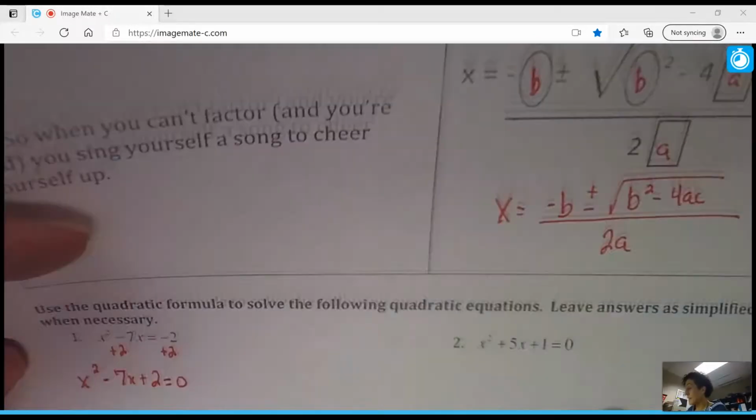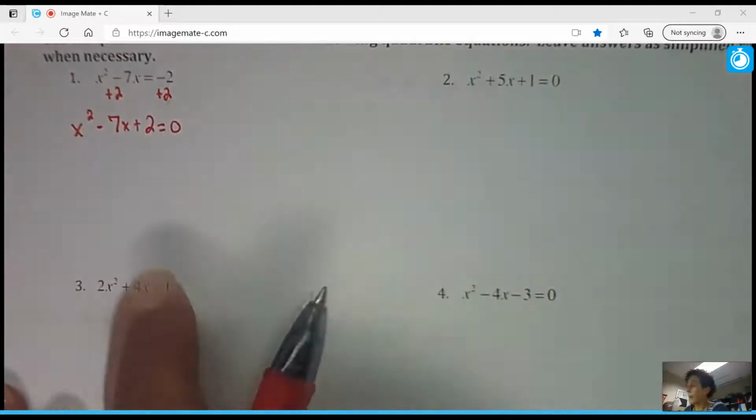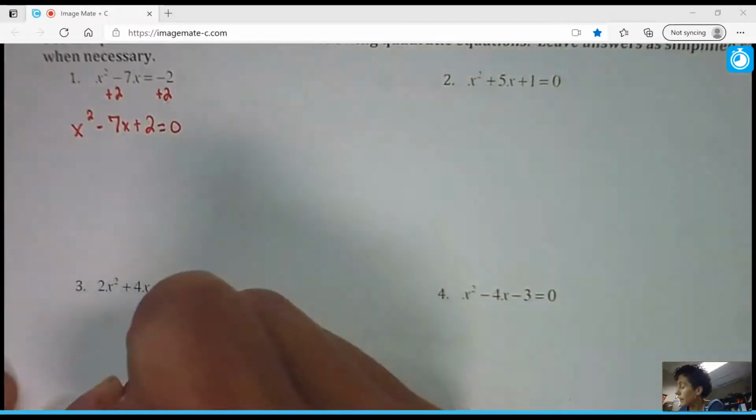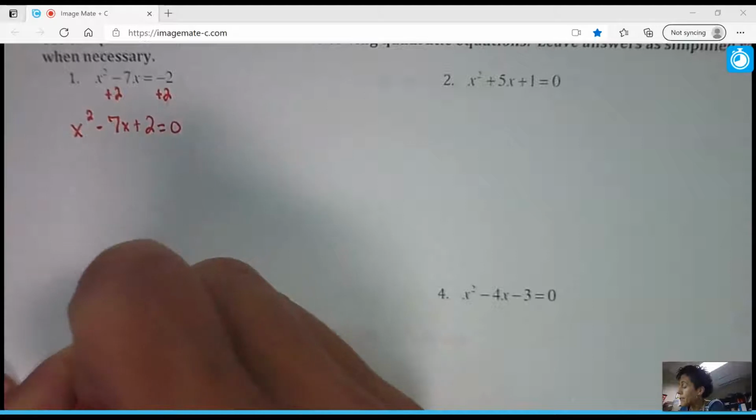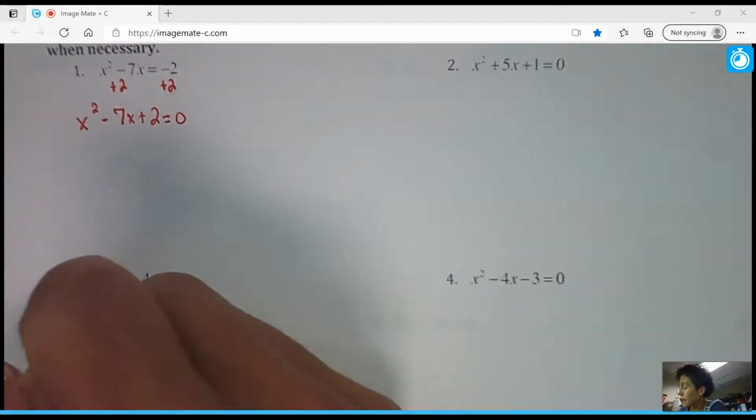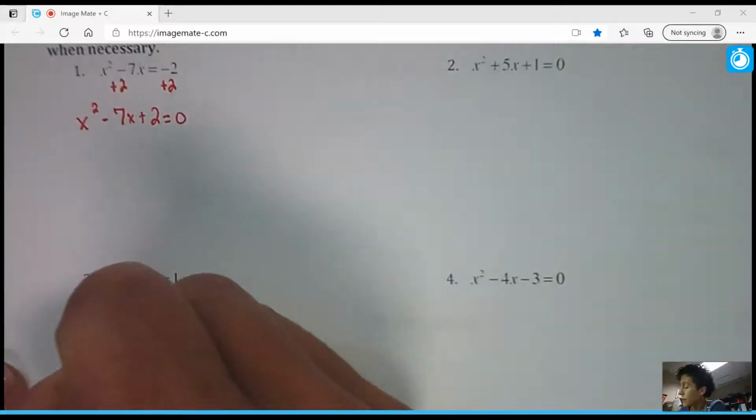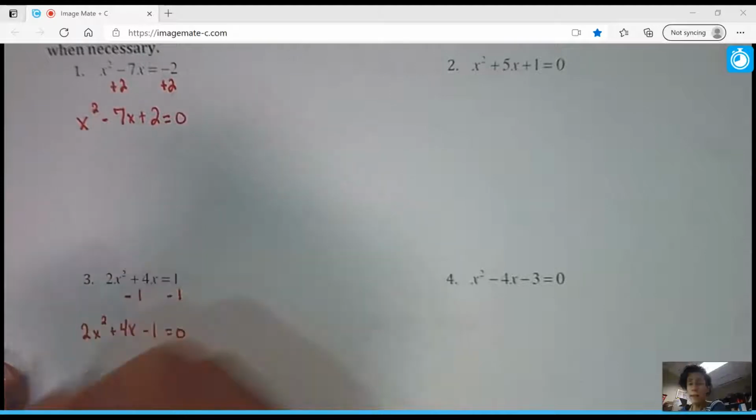You're going to notice the same thing happens on the third problem, so I'll get rid of the 1 by subtracting 1 here, and that makes it equal 0. And then I'll subtract 1 on this side and just make sure I write it in standard form. So 2x squared plus 4x minus 1.